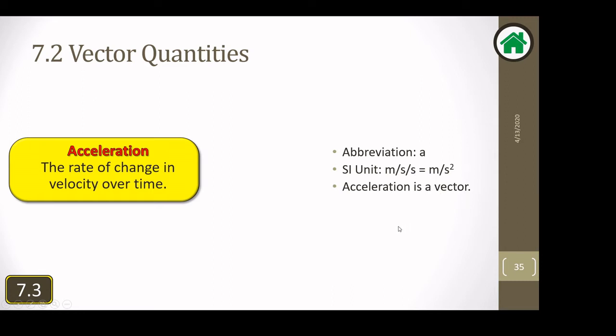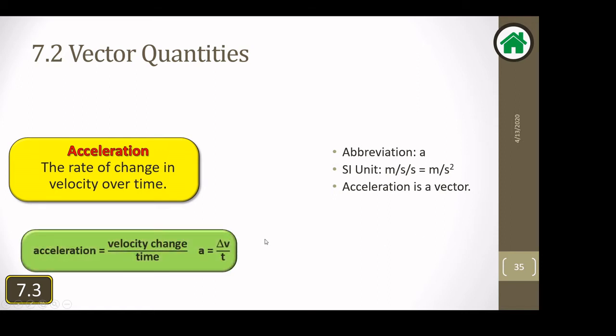Acceleration is a vector, which means it does have a direction. Now the basic formula for acceleration is a is equal to delta v, or velocity change, divided by time. a is equal to delta v over t. So you know we're going to draw a triangle for acceleration. a is equal to delta v divided by t.